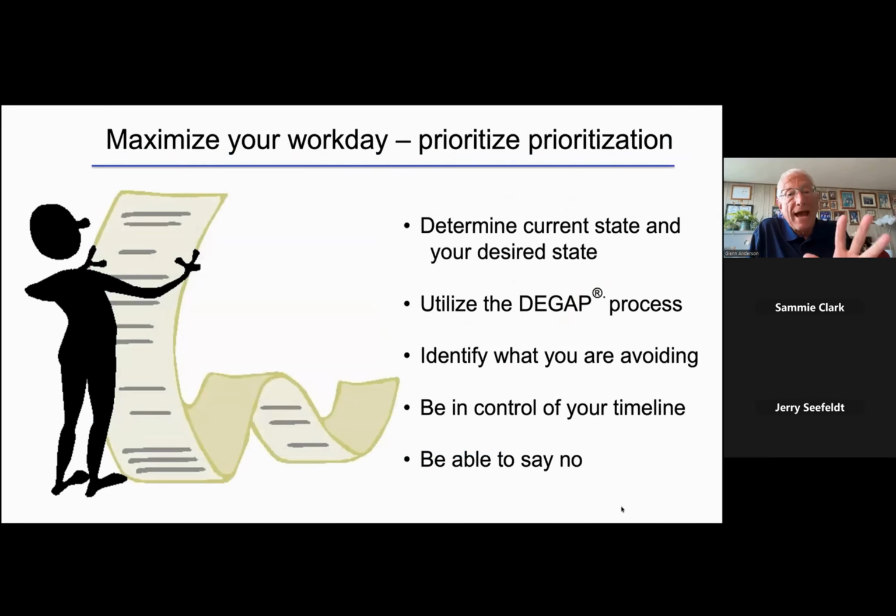So, maximize your workday, folks. Prioritize prioritization. Determine what is your current state and where you want to be. What is your desired state? Implement the DGAP model process for doing prioritization. Identify what you're avoiding and eat the frog first thing in the morning. Be in control of your timeline by identifying what you prioritized and learn how to say no. Don't fall into that trap of being a people pleaser that always says yes. Be able to say no.